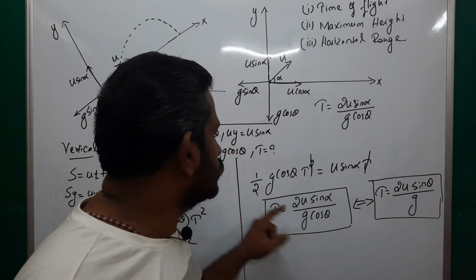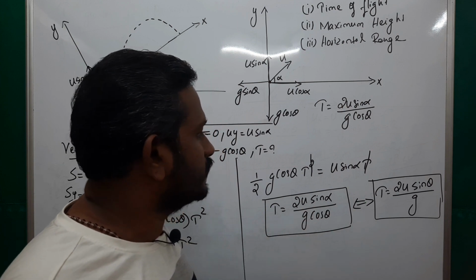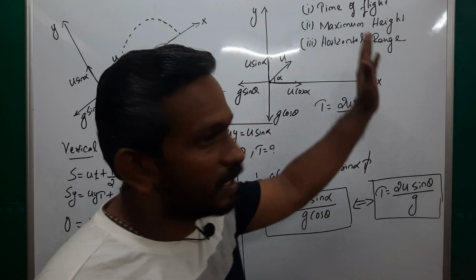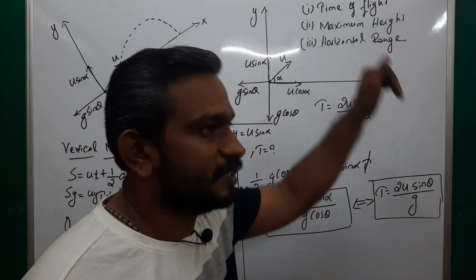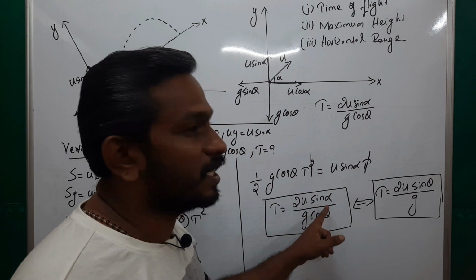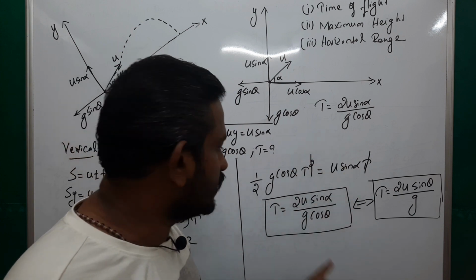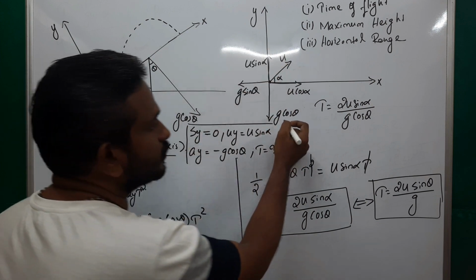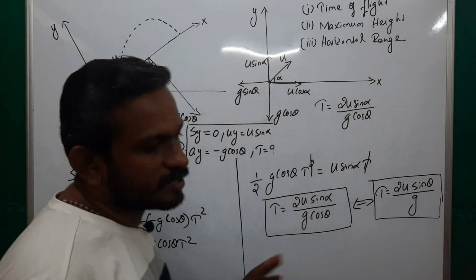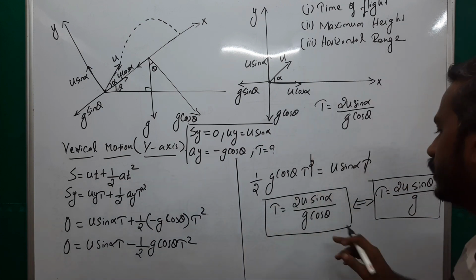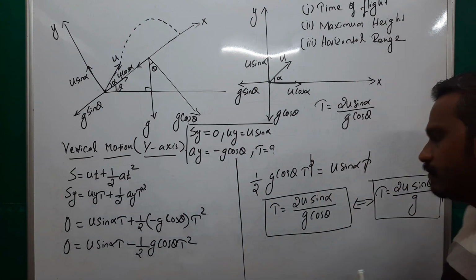So t is equal to 2u sin alpha divided by g cos theta. Here u sin theta is the initial vertical velocity, g is the vertical acceleration. Here, u sin alpha is the initial vertical velocity, and g cos theta is the vertical acceleration. Here g is not the vertical acceleration, g cos theta is the vertical acceleration. Clear?